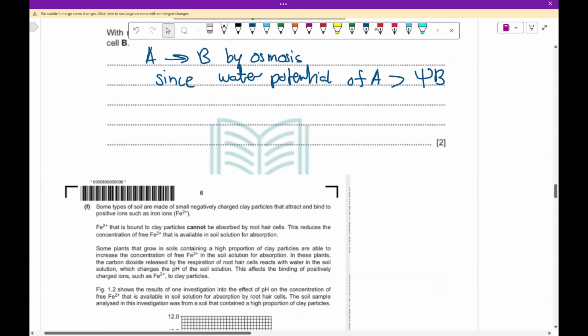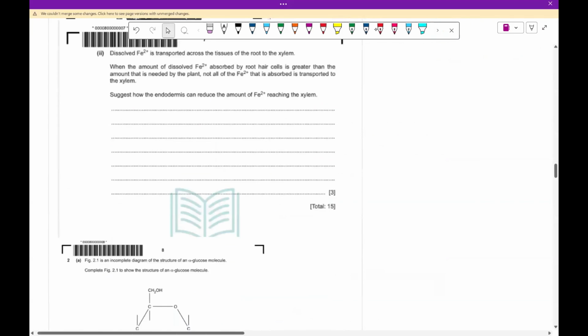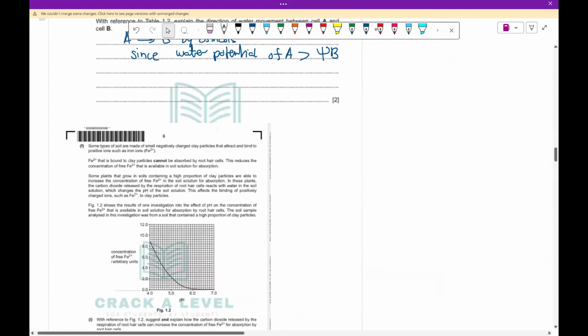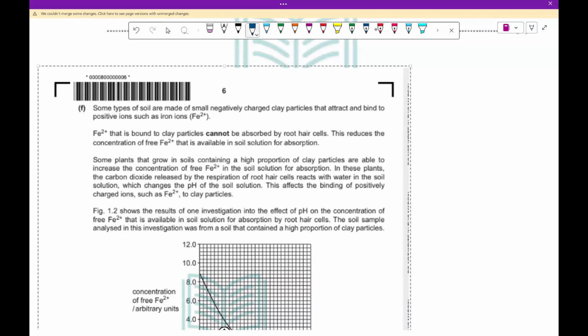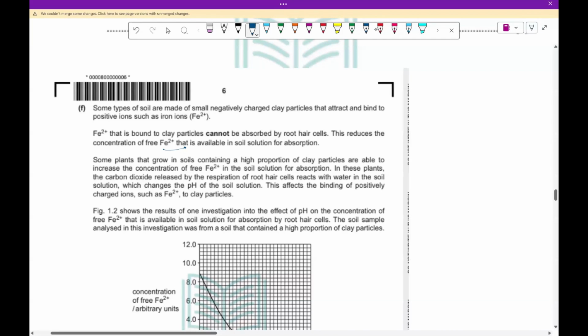Okay, Muzammil, let's first finish this question, then we will go to a hard question. Some types of soil are made of small negatively charged clay particles that attract and bind to positive ions, such as Fe2 plus ions. Fe2 plus that is bound to clay particles cannot be absorbed by the plant. This reduces the concentration of free Fe2 plus that is available in the soil solution.